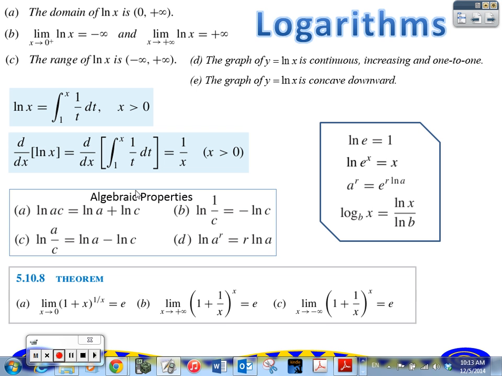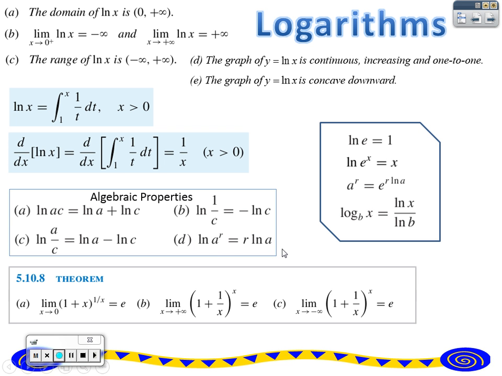Back to pre-cal on algebraic properties. We've already used them quite a bit this year. It's just a reminder. If we have multiplication in the argument, we're allowed to split them apart by addition. Division in the argument, split by subtraction, and we're able to rewrite this as ln of c to the negative 1, pull the negative forward. And I think this is a fairly clever way.